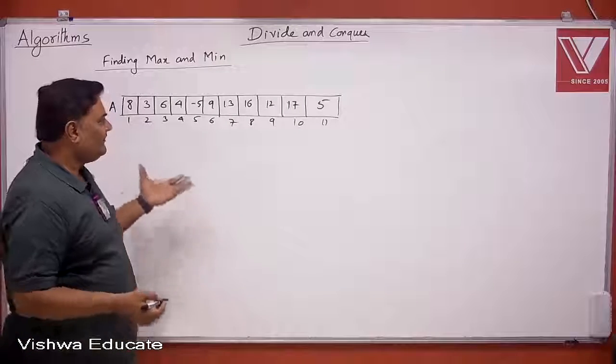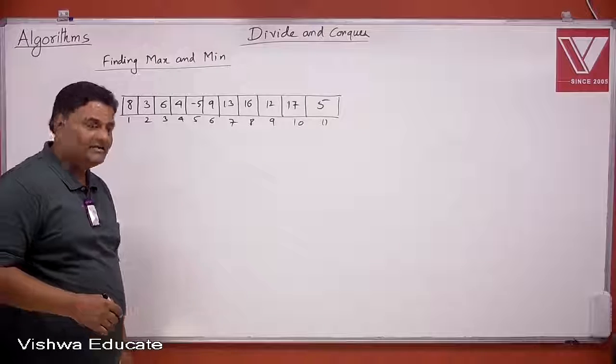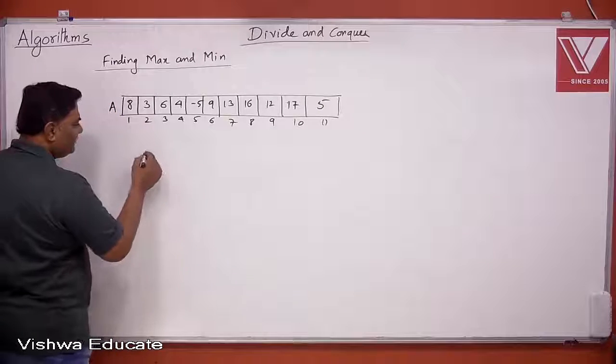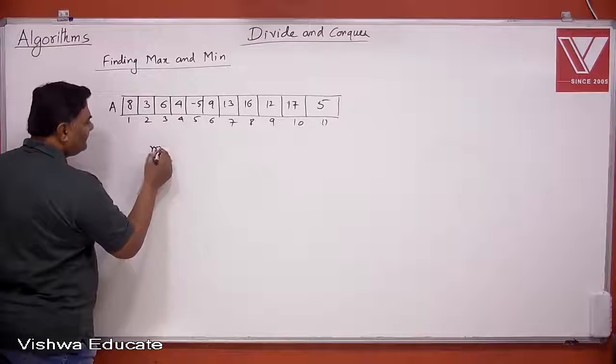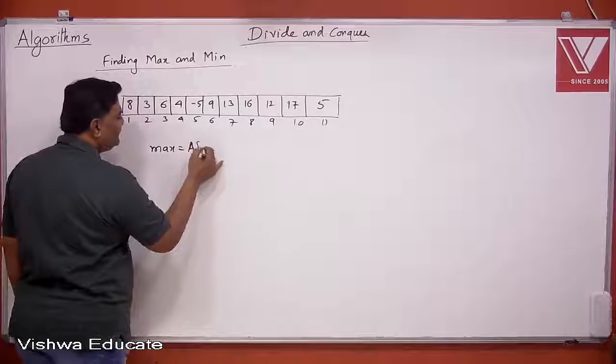Now what is the method for finding both maximum as well as minimum, if I want to find them? Let me write down just a piece of code here. I will take one variable, say max, and I will say this is the first element. I will take the first element in that one.